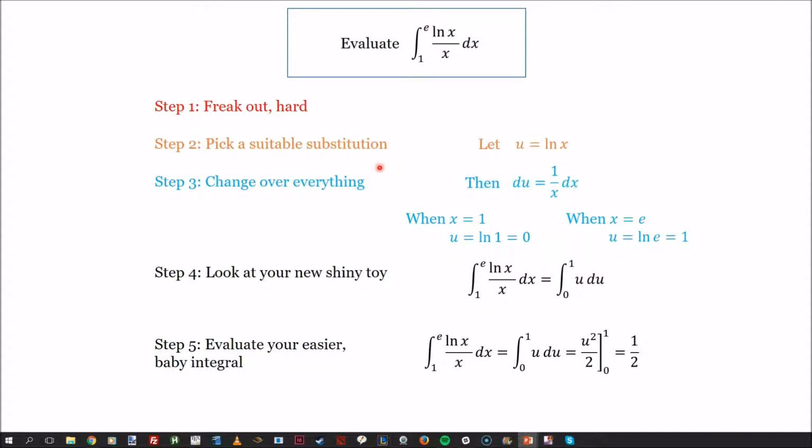Okay, the next step is to look at our new shiny toy. This is the old integral, and if we change over absolutely everything, we get this as our new integral. This one looks really hard to integrate. This one looks really easy to integrate. That's why u-substitution is very powerful. And now all we have to do is evaluate your easier baby integral. So we start with this, we get to this integral, we know how to take the antiderivative of u, and so we generate this, and we evaluate from 1 to 0, which gives us 1/2.